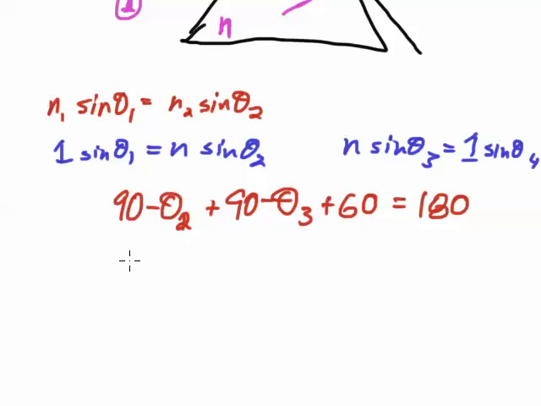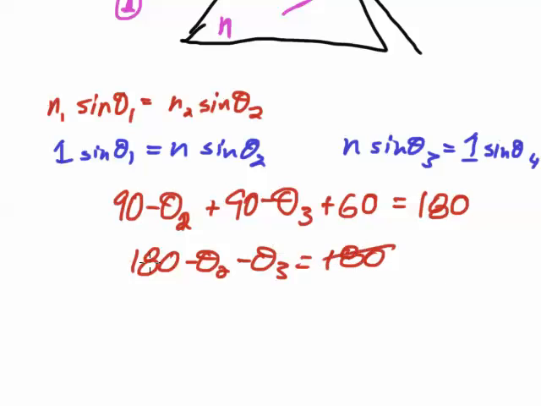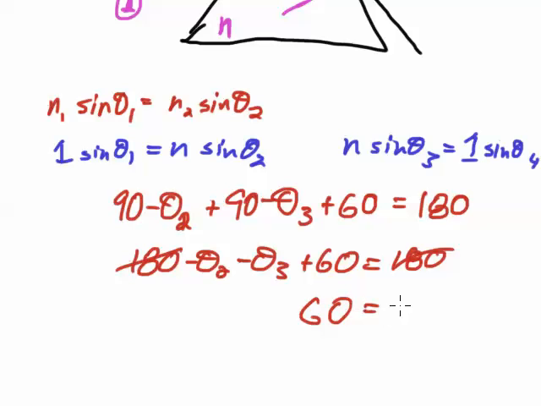So that makes this 180 minus theta 2 minus theta 3 equals 180. I can cancel the 180 and 180. Wait, I left out the plus 60. Plus 60 equals 180. And that becomes, let me add theta 2 plus theta 3 to both sides. 60 equals theta 2 plus theta 3. So we could say that theta 3 is going to equal 60 minus theta 2.